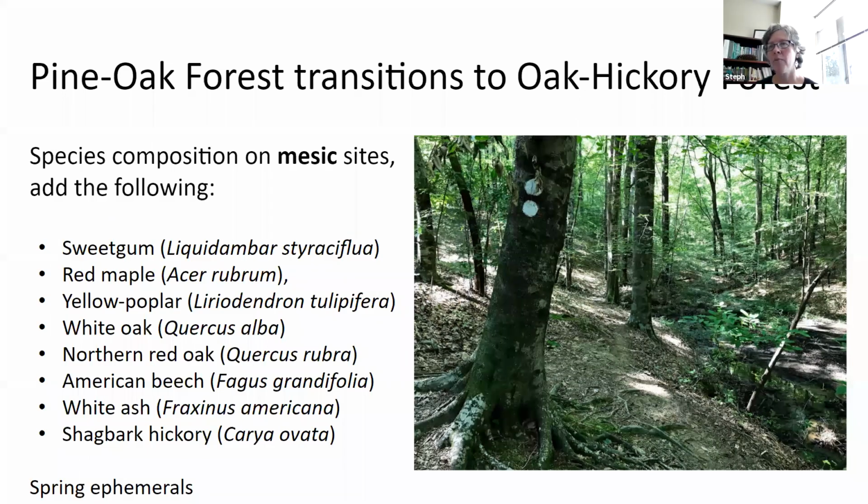Sweet gum, red maple, which can live anywhere, yellow poplar or tulip poplar, white oak, northern red oak, American beech, right, which is shown in the photo. This is Mountains to Sea Trail again, white ash and shagbark hickory. So these are common species that you'll see in the understory of these pine oak forests that are found on more Mesic sites. Also, these are the sites that have higher numbers of spring ephemerals.